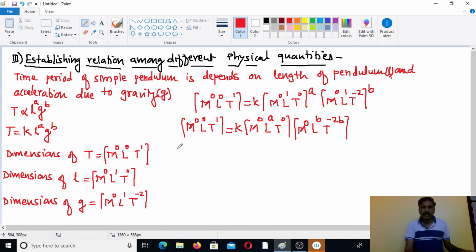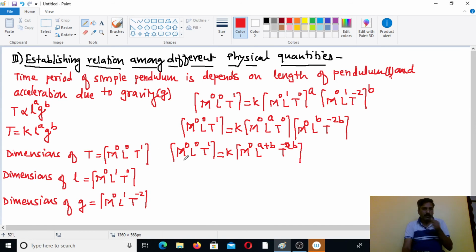Again we have used one more application of the law of indices. If the base is the same and the powers are different and in between there is a multiplication, then we add the powers. So it becomes K into m raised to 0 plus 0, that is 0, L raised to a plus b, and T raised to 0 and minus 2b, so it becomes T raised to minus 2b.